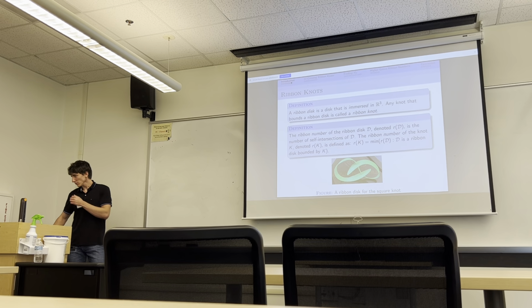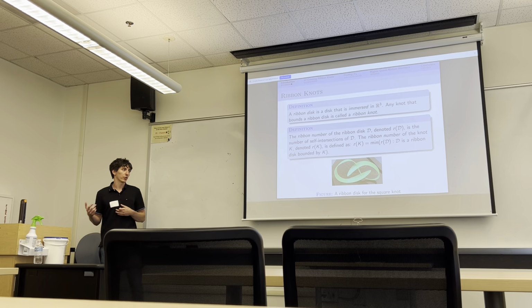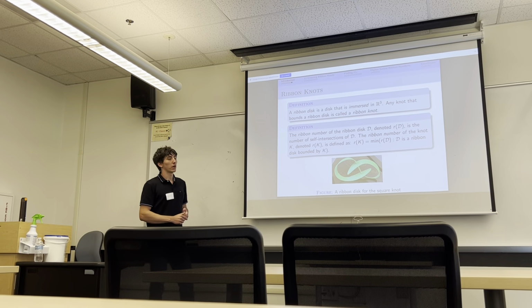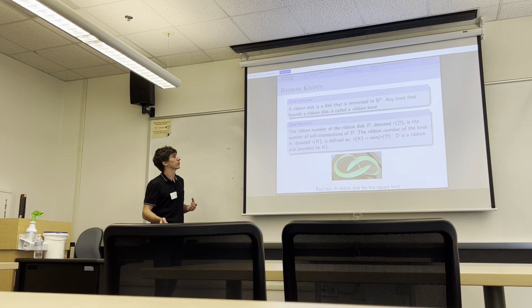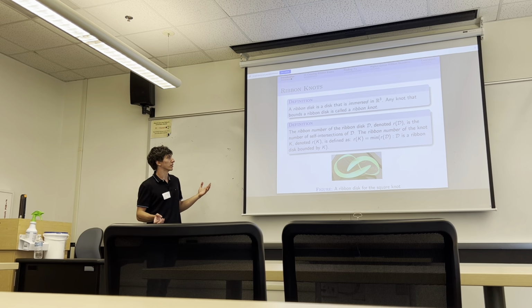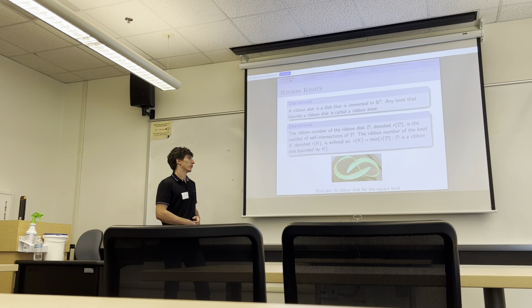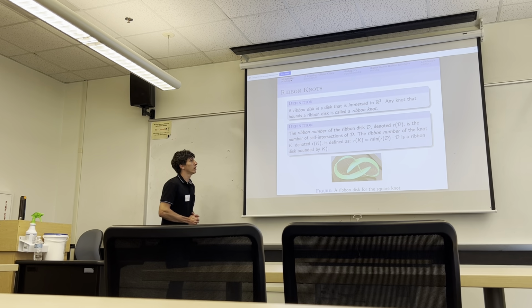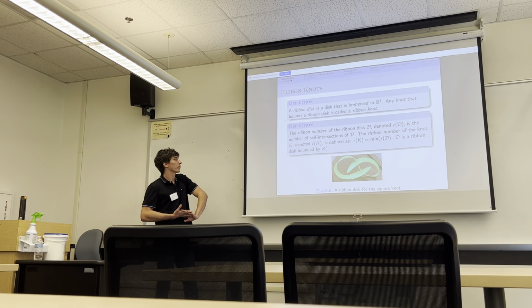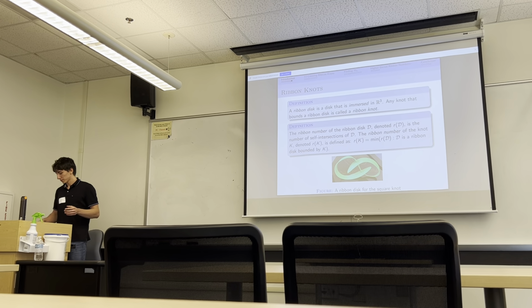And we define what's called a ribbon disk, which is just a disk that's immersed specially in R3. Whenever a knot bounds a ribbon disk, we call it a ribbon knot. We can denote R(D), where D is a ribbon disk, as the number of self-intersections of this ribbon disk. For example, right here is a ribbon disk of the square knot. It has 2 self-intersections, so therefore it has ribbon number 2. And we define the ribbon number of a knot just to be the minimum ribbon number of all the disks that it bounds.